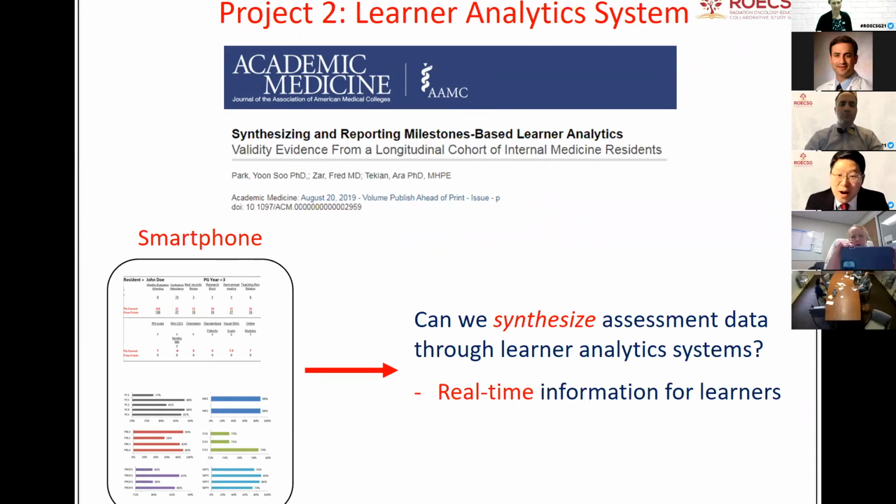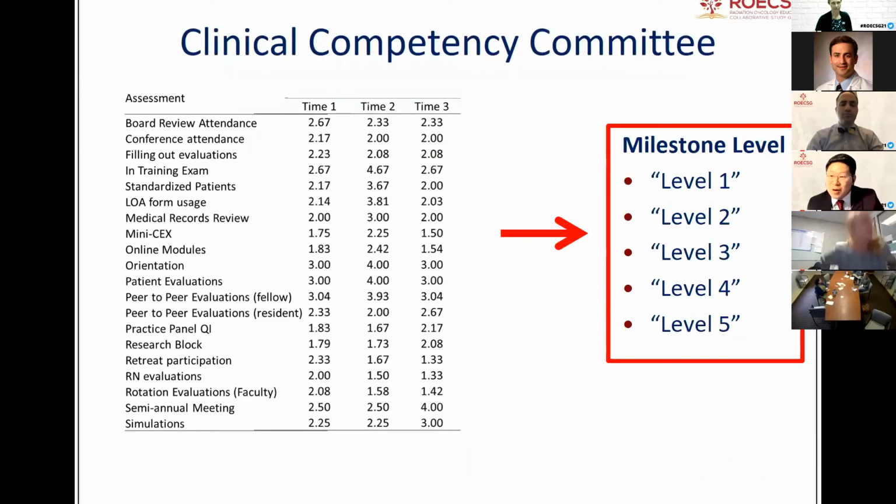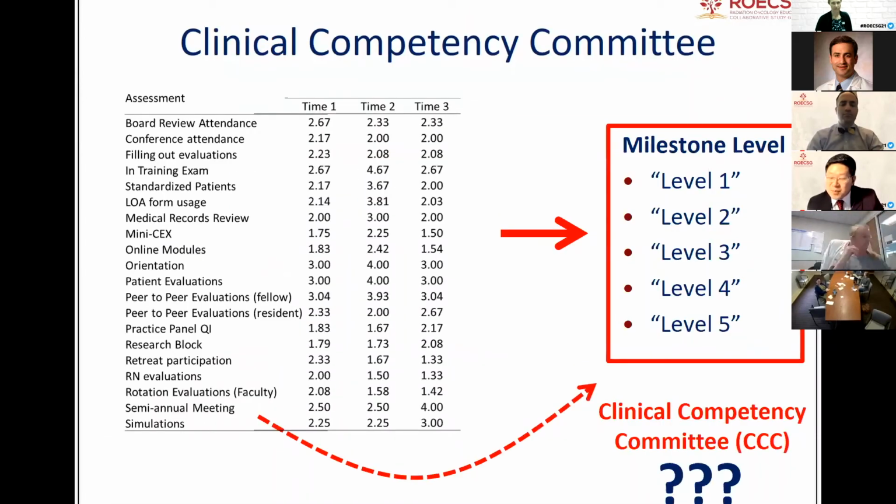We wanted to synthesize information in real time, because the CCCs need it every 6 months, but the learners would prefer getting information in real time. Faculty will want to know in real time where the trainees are, and whether that type of information can also be diagnostic and actionable so that the feedback is meaningful. One way that we motivated this was, as you can see here, this is data from a single learner.